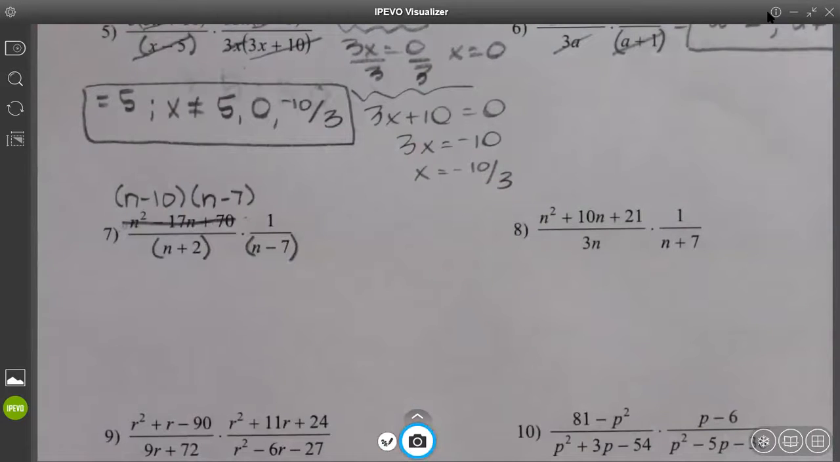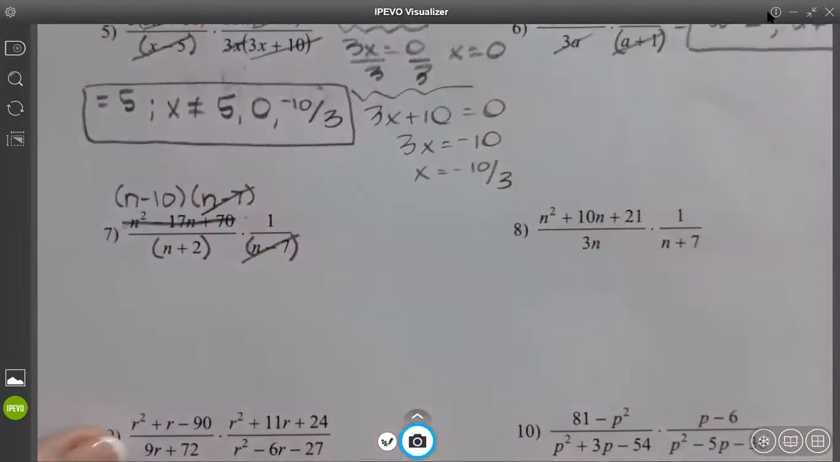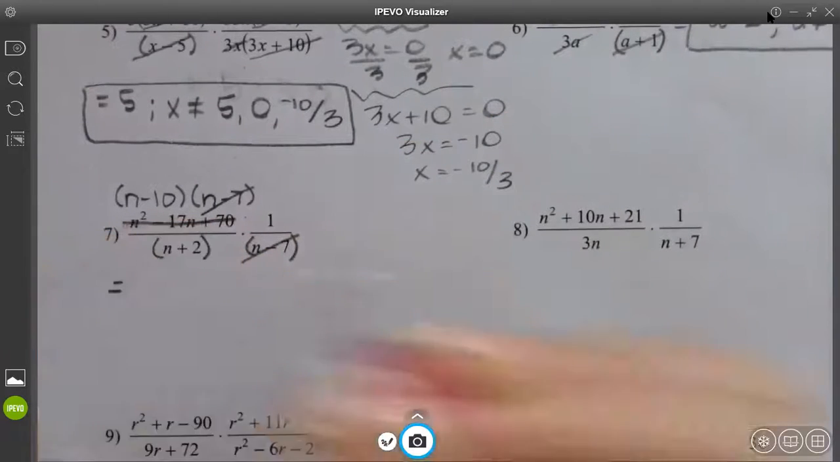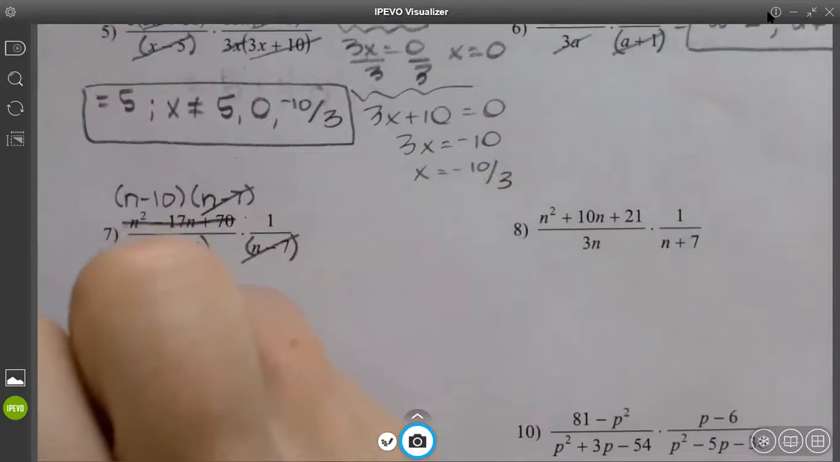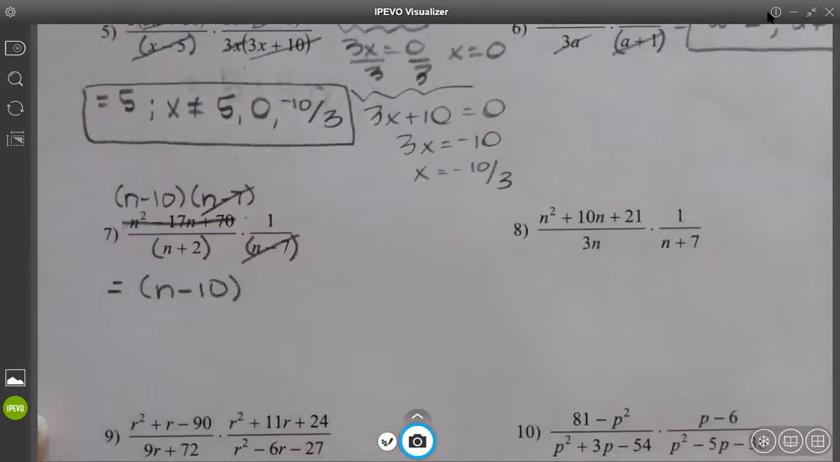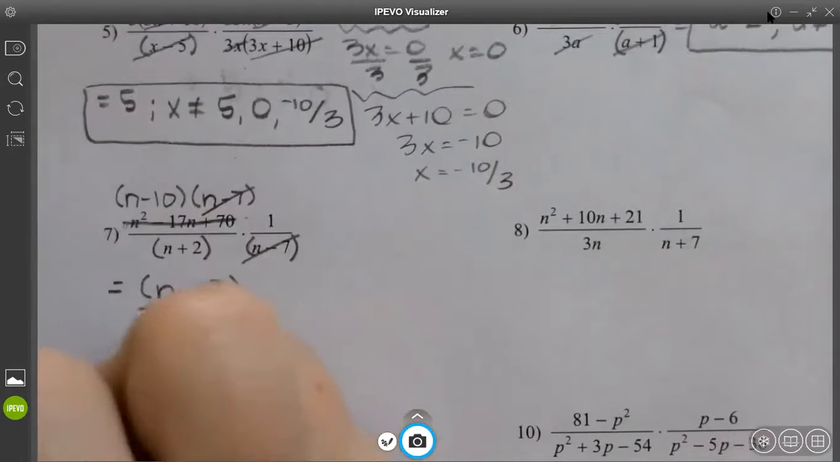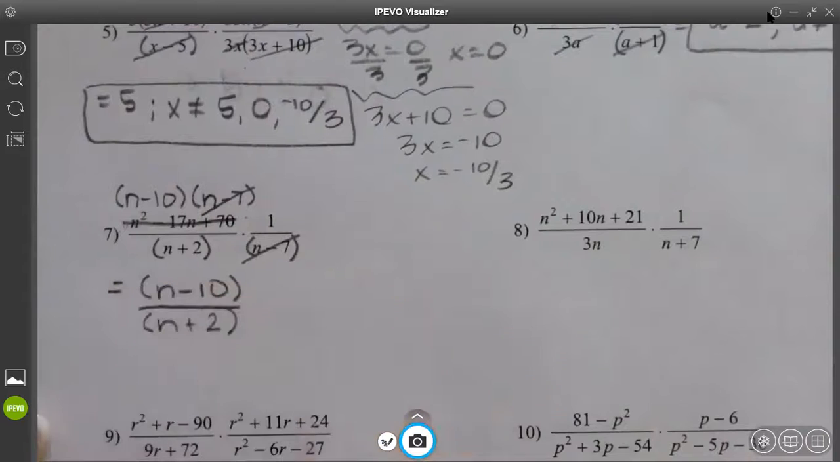So what can we mark out on this one? N minus 7. Anything else we can mark out? I don't see anything. What's left on top? Does the 1 matter? No. On the bottom, what do we leave? N plus 2.